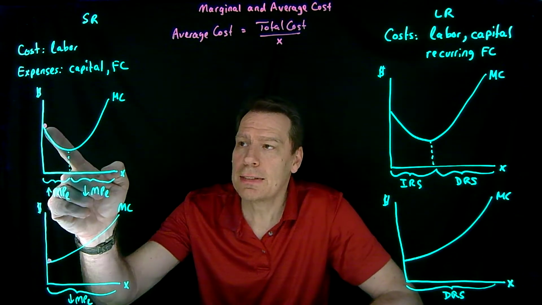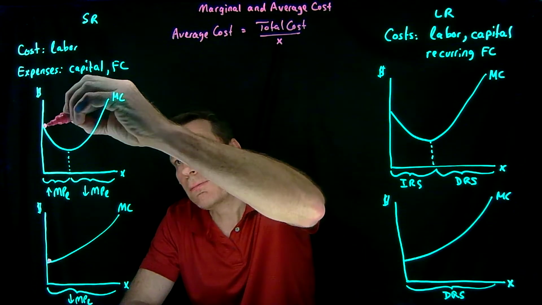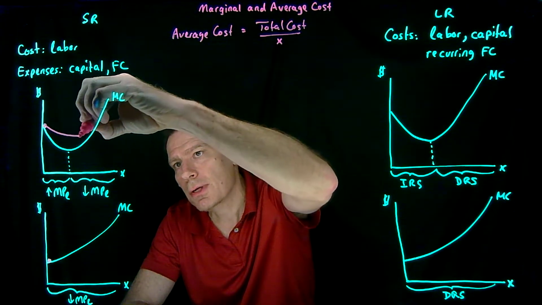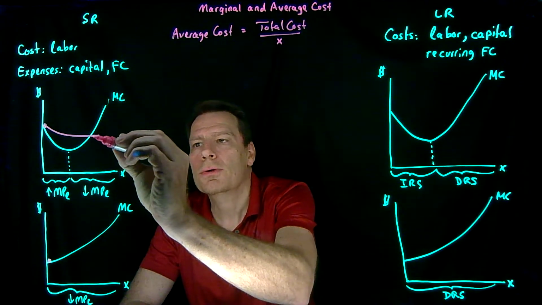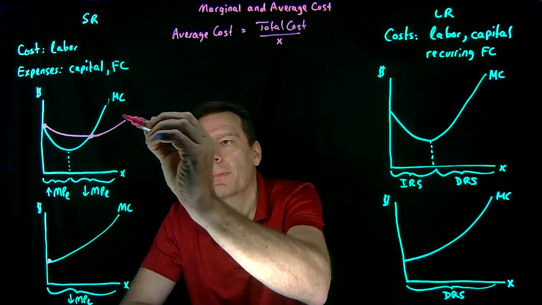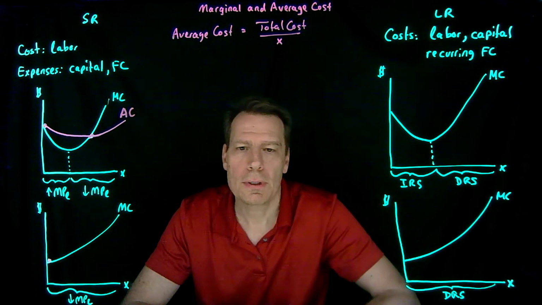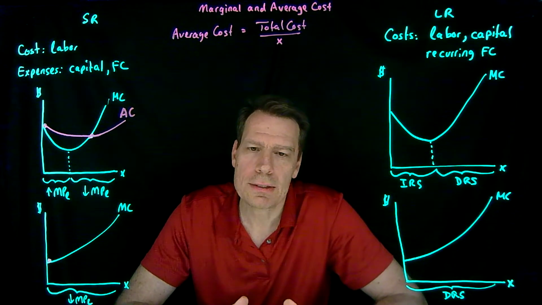Then, as it gets easier and easier to produce, the average cost will fall. And it will keep falling until it crosses the marginal cost curve. And then it reaches its lowest point. That's not an assumption. That has to logically be true. And to see that, think about grades.